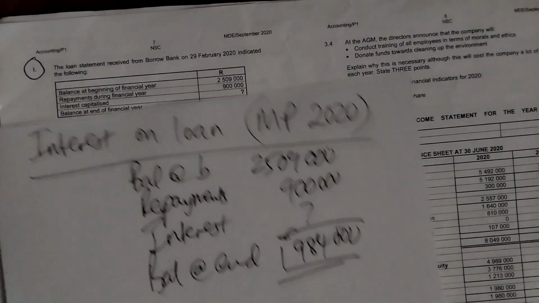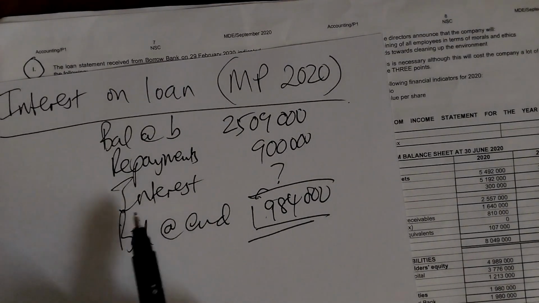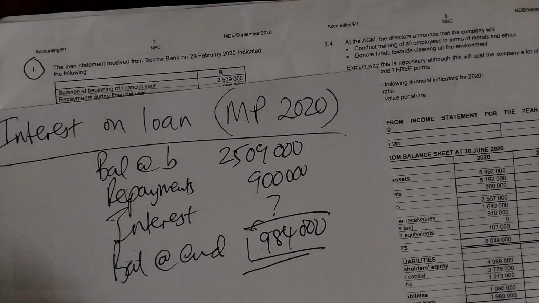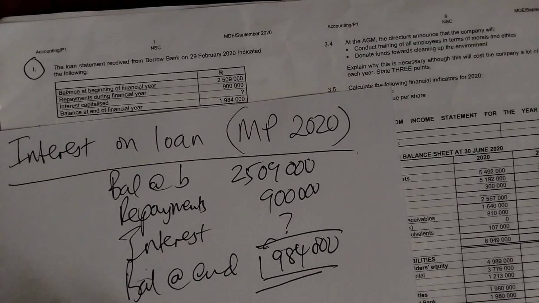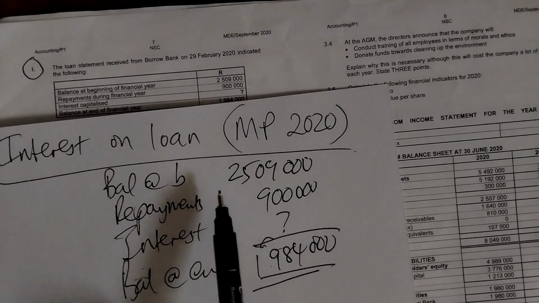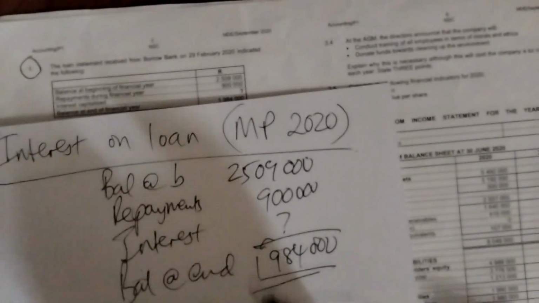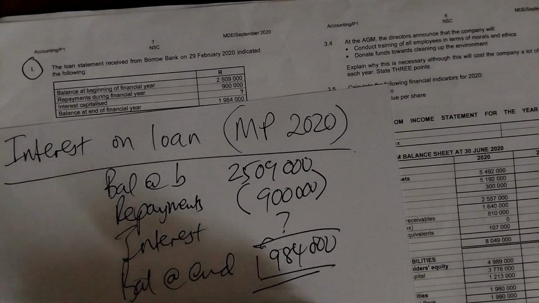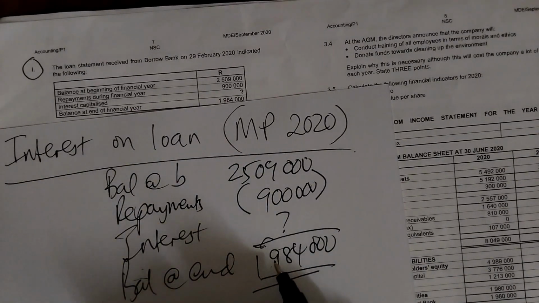My balance at end is given as 1984,000. The first thing I want to explain is that when they say interest is being capitalized, it simply means interest is added to the loan. Like they use the compound interest concept, where the interest is added to the loan in order to increase the value of the loan, right? So you need to know that this is the balance of the loan that you had at the beginning of the year. Repayments reduce your loan, and then interest will obviously increase it.